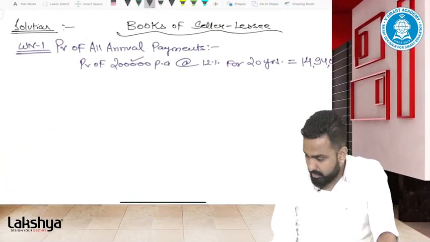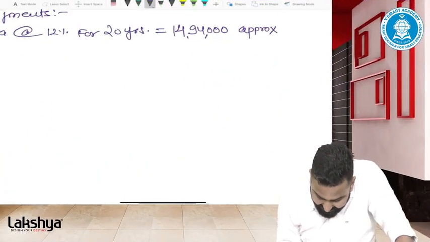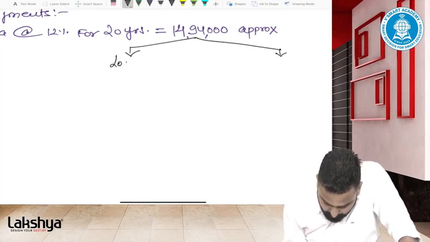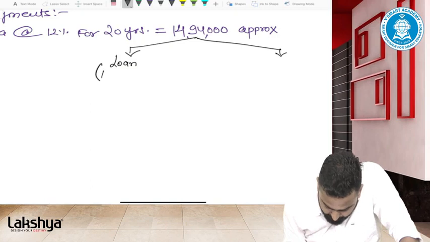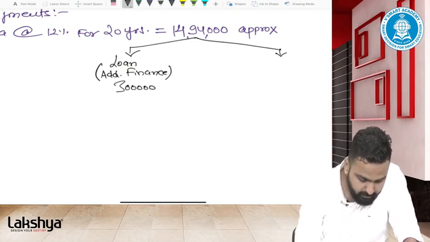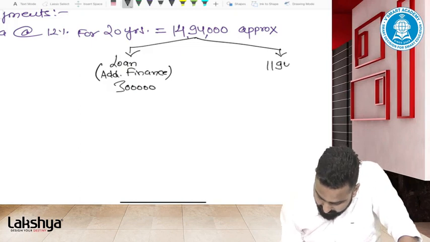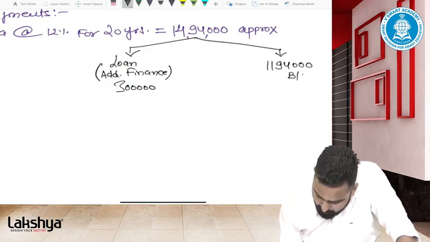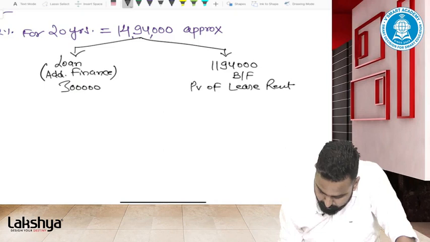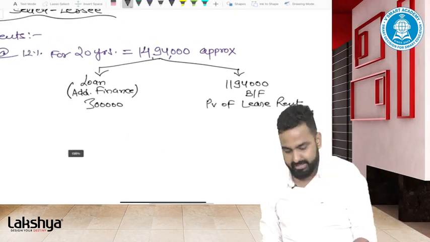Yes, tell me. Now what to do? Bifurcate. Loan. Additional finance, 3 lakh. 11,94,000 is the present value of lease rent. Okay, this is your working note number 1.